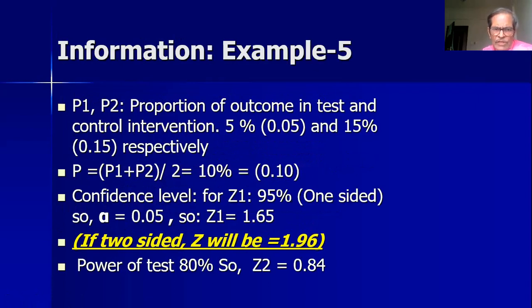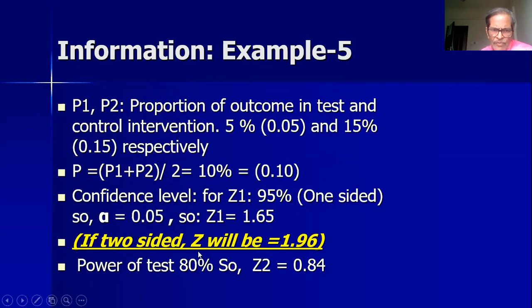So the information required is this: the proportion of the outcome in the test and the control intervention is 5%, that is 0.05, and 15% here, therefore 0.15. P1 and P2 divided by 2, that is P, is 10%, so it is taken as 0.1 over here. Confidence level in Z1 is 95% one-sided, so alpha is 0.05, so the Z1 is 1.65.